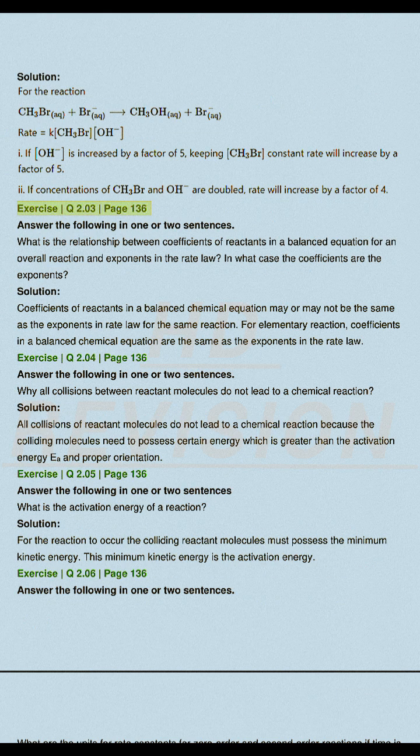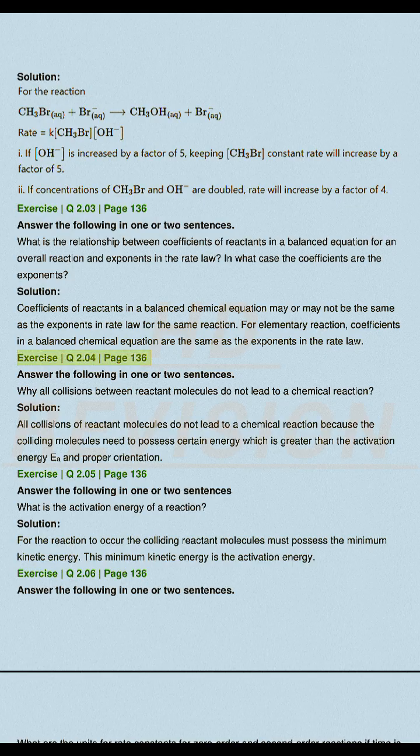Solution. Exercise Q 2.03, page 136. Answer the following in one or two sentences. What is the relationship between coefficients of reactants in a balanced equation for an overall reaction and exponents in the rate law? In what case are the coefficients the exponents? Solution. Coefficients of reactants in a balanced chemical equation may or may not be the same as the exponents in the rate law for the same reaction. For an elementary reaction, coefficients in a balanced chemical equation are the same as the exponents in the rate law.